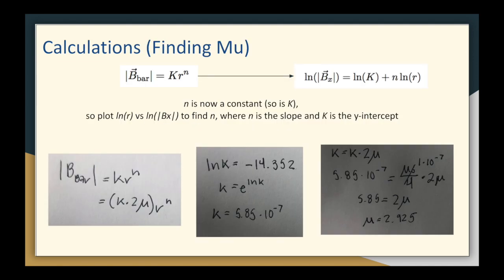Next, I took the natural log of both sides of the earlier equation. At this point, n was a constant, as was k, so I was able to plot ln of r versus the ln of Bx to find n, where n was the slope and k was the y-intercept. My work is shown here.